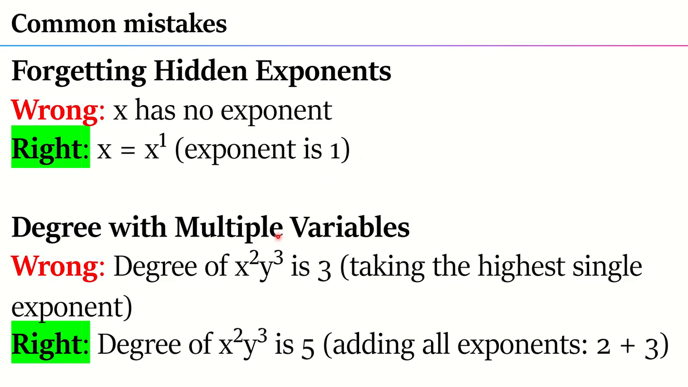And another common mistake is degrees. Polynomials with degrees having multiple variables. So when you look at this equation, x squared y cubed, it is tempting to say 3 is the answer. I mean, 3 is the exponent, 3 is the degree because that is the biggest number. But the right answer is, in case of multivariables, you are supposed to add the exponents of both x and y, and thus the degree of the polynomial is 5.